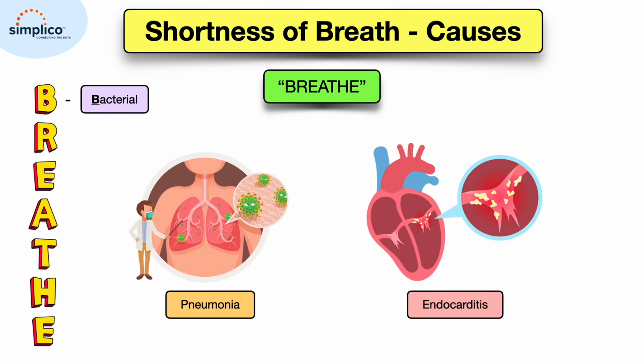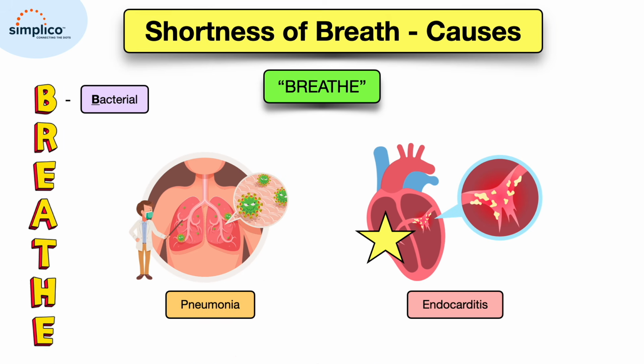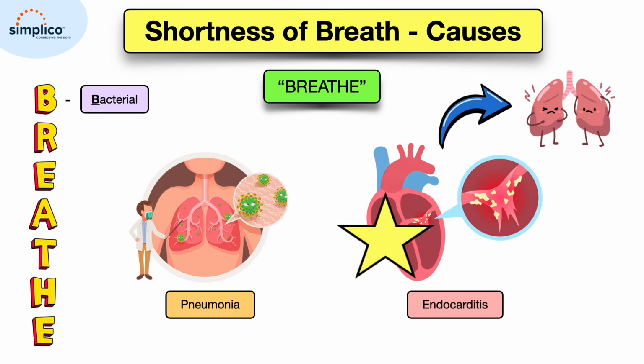It may also include bacterial endocarditis, which is inflammation of the heart from an infection. And remember, if the infection involves the right side of the heart, then the infection can spread into the lungs, called septic pulmonary emboli, and this could make the shortness of breath even worse.